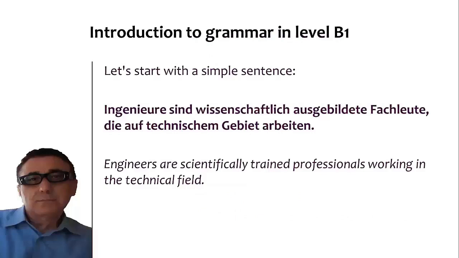Our first sentence in German. Ingenieure sind wissenschaftlich ausgebildete Fachleute, die auf technischem Gebiet arbeiten. As you see, this is a very simple definition of the word engineer.